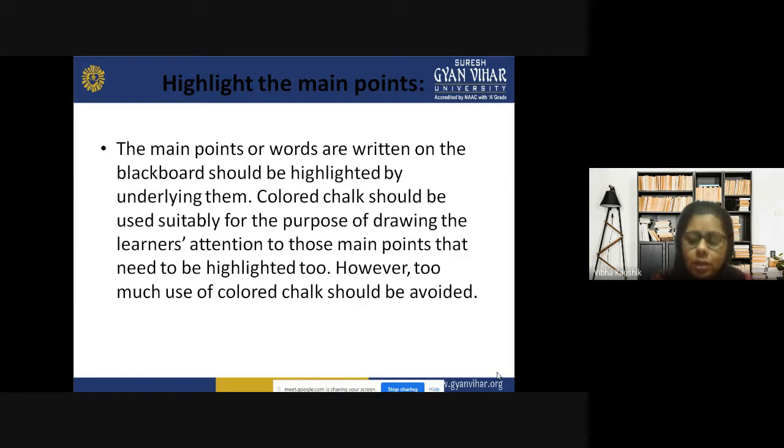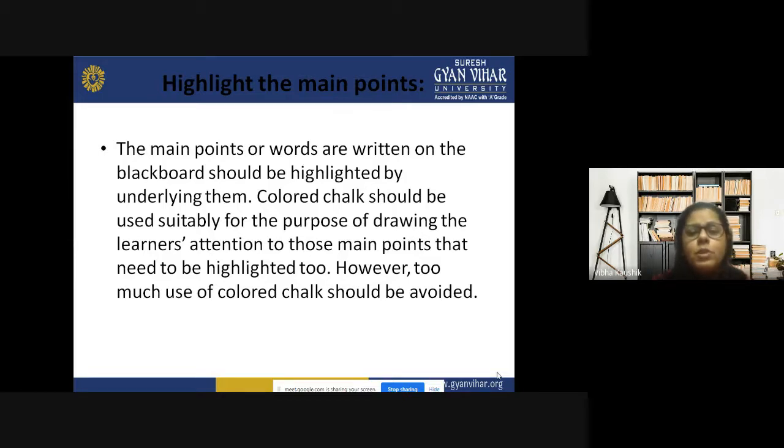Highlight the main point. Now that is important. While you are writing on the board, you have to show the students which are the important things, and they will understand that whatever the teacher considers important will be highlighted. The main points or words written on the blackboard should be highlighted by underlining them. When the teacher is giving notes to the students, and these are the important points, the teacher can just highlight them there.